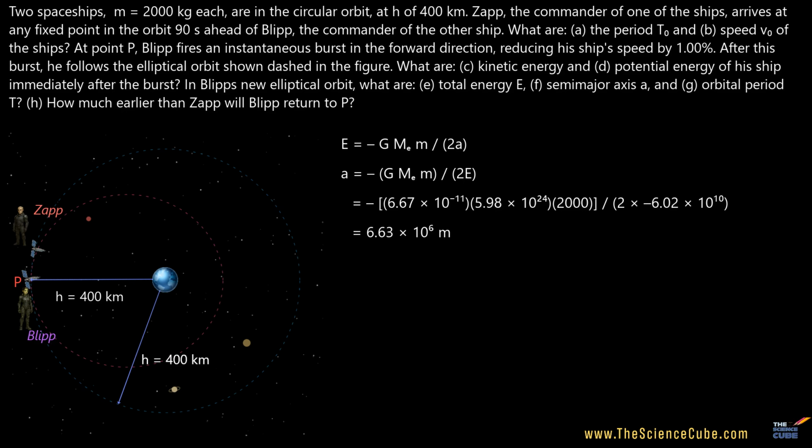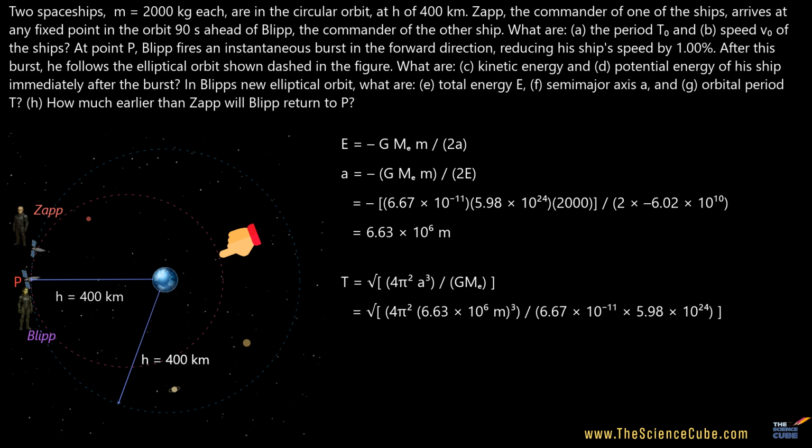The next question is, what is the orbital period of Blip's spaceship now? So the time period of a satellite moving in an elliptical orbit is given as t is equal to the square root of 4 pi squared a cubed upon G times M Earth. Then putting in the values which are all known, we get the orbital period equals 5.37 into 10 to the power 3 seconds.